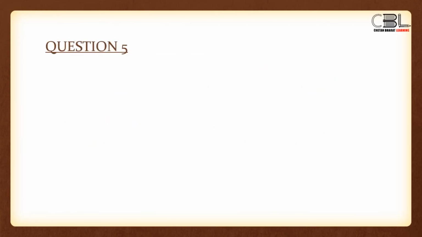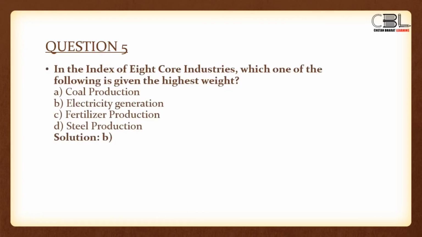Now moving on to the second last question of the day, that is question number 5. In the index of 8 core industries, which one of the following is given the highest weight? Coal production, electricity generation, fertilizer production, or steel production? The correct answer is electricity generation.